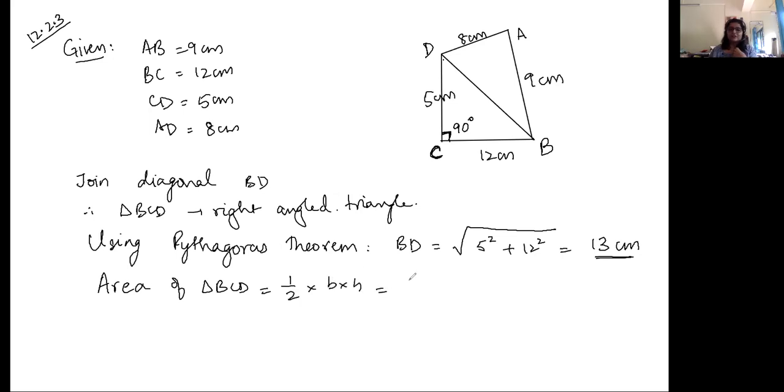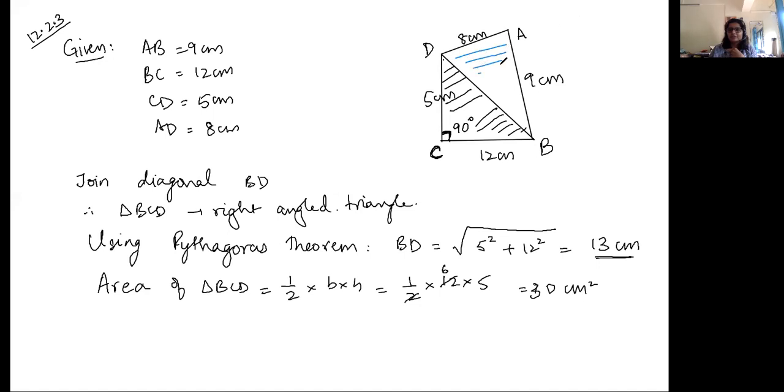So here, base and height will be what? What are the values, 12 and 5? Half into 12 into 5, so the area is 30 centimeters square. Then the remaining part of the quadrilateral, like already we got half of it. The remaining part, I'm going to do this in blue. So what I did in black will be the black area.